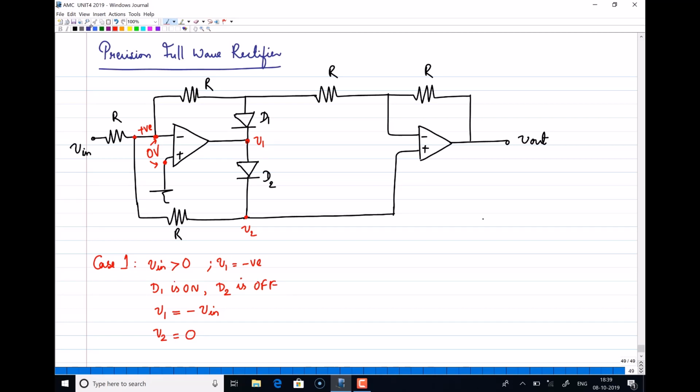Right. So I will draw the equivalent circuit here for a better understanding. This is the first op-amp. This is resistance R and Vin. Now this is another resistance R. This diode is on, so D1 is short. And you have another diode which is actually off, so that is off.